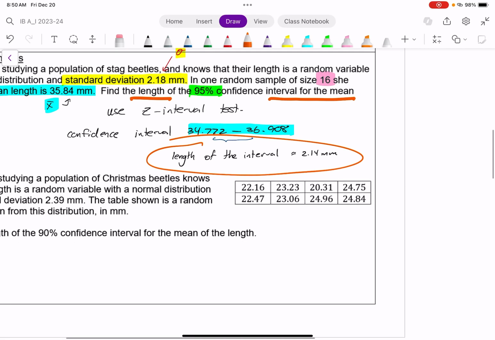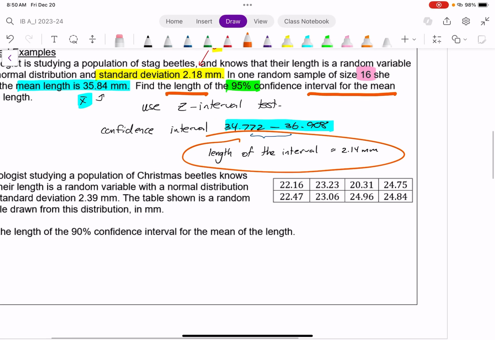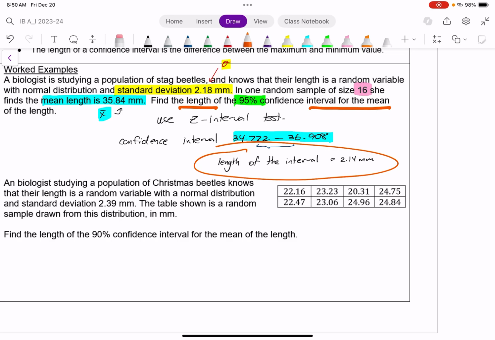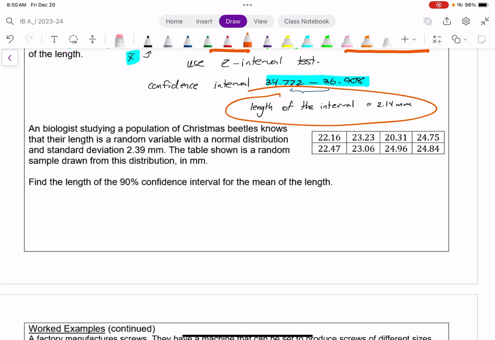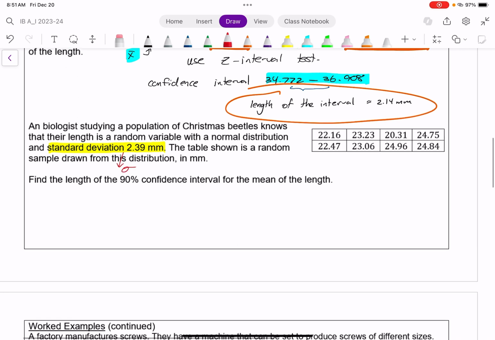All right, so that's where we actually know the statistics of these things. In this next question, very similar idea. This time, we actually have a sample of 8. These are Christmas beetles, so these are the lengths of these Christmas beetles. Same type of question. We know the standard deviation of the population is 2.39. So again, that is not of our sample, so we use the Greek letter sigma to denote that.